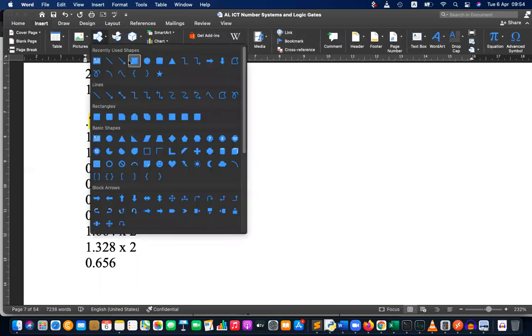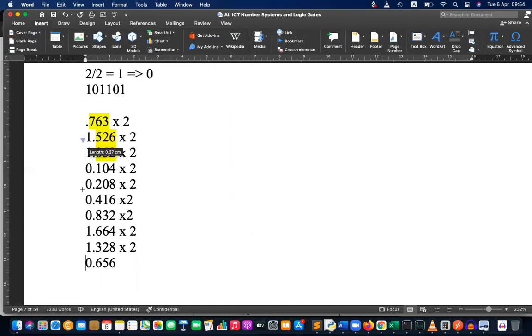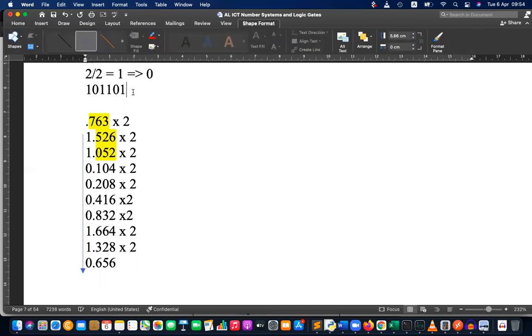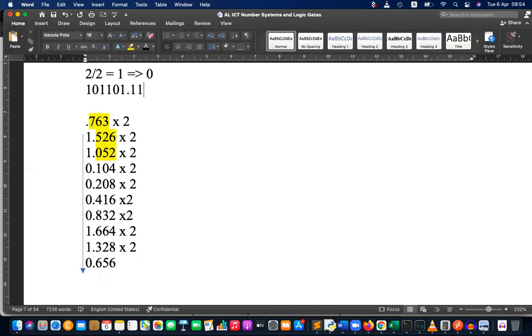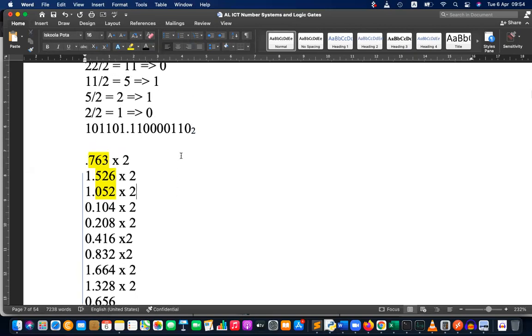So you can take from top to bottom, here to here, right? Because this one is not considered. Then you can write this as 110000110. So this is continuing, it does not end.